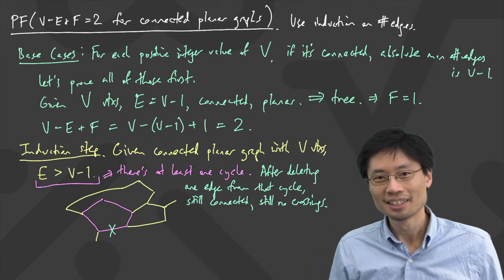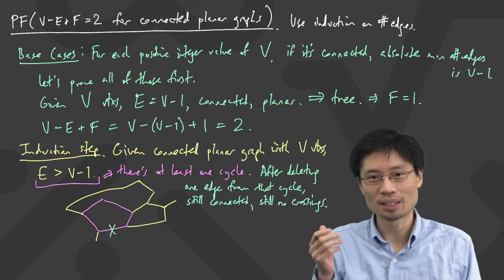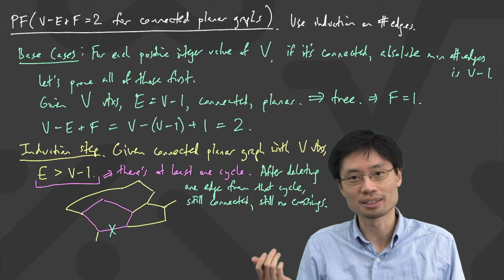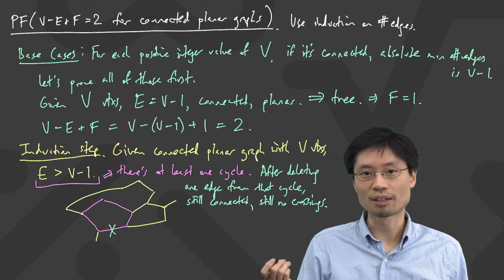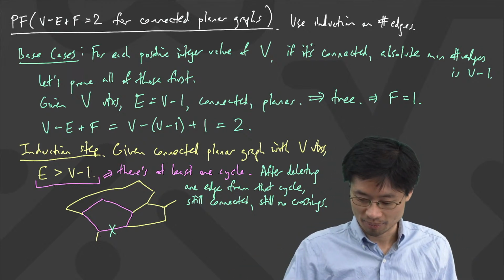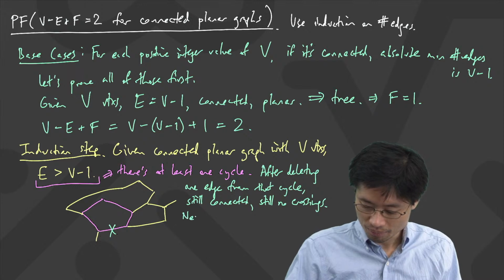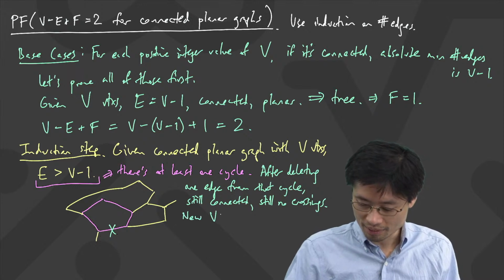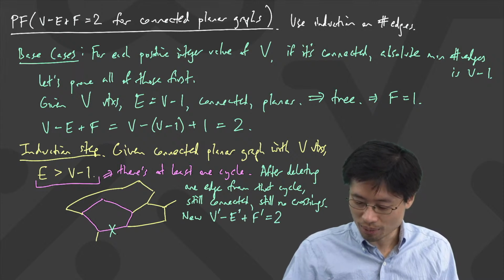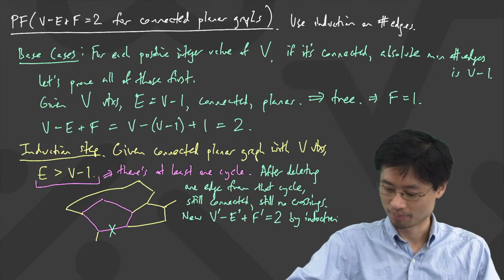Okay. Now, how do I deal with this? So I'm like, well, if I did that, I can use this inductive hypothesis, right? So now what I found out is I have a new number of vertices. I have these new number of vertices, V prime minus E prime plus F prime. That is actually equal to 2 by induction hypothesis.